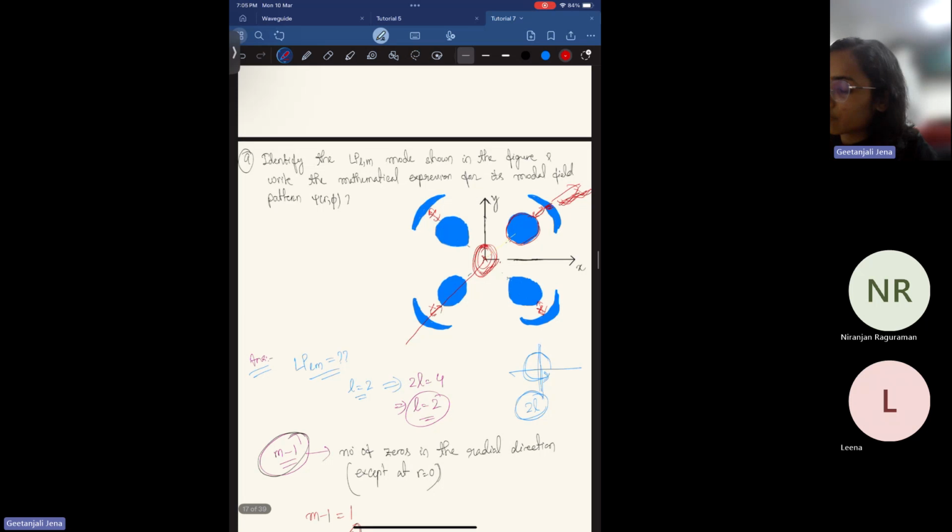Similarly, let us take a case where we have this kind of situation. So there is a field here also. Then what will be the value of M? This is to check whether the concept is clear or not. Let us say we have this kind of profile. So just let me know the value of M.